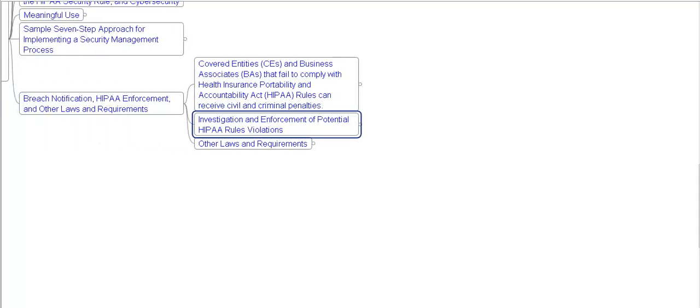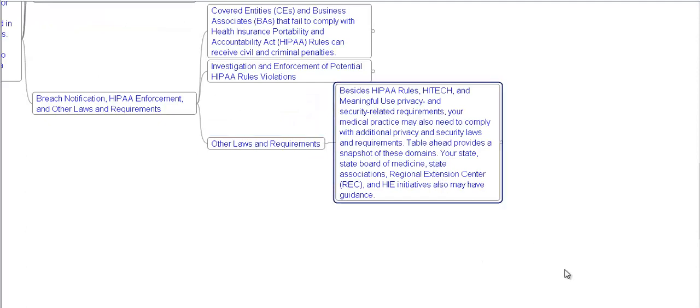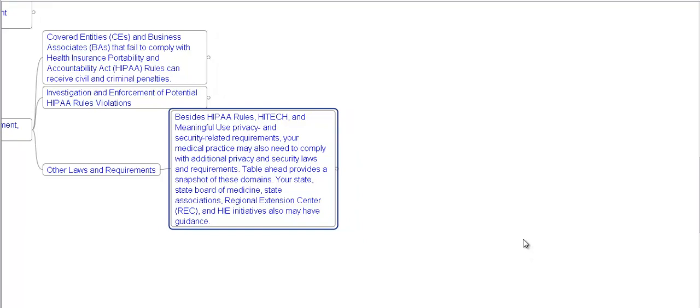The other laws requirement. Besides HIPAA rules and HITECH meaningful use privacy and security related requirements, your medical practice may also need to comply with additional privacy and security laws and requirements. The table ahead provides a snapshot of these requirements. Your state Board of Medicine, State Association, Regional Extension Center (REC), and HIE, Health Information Exchange initiative, also may have guidance.